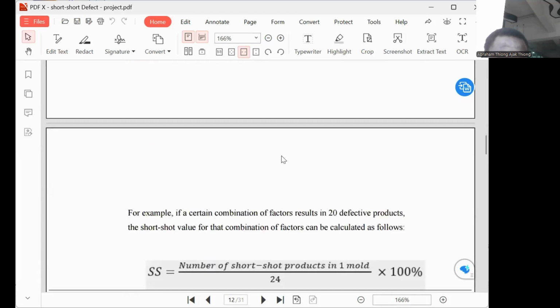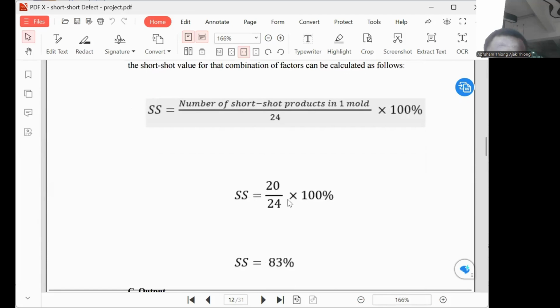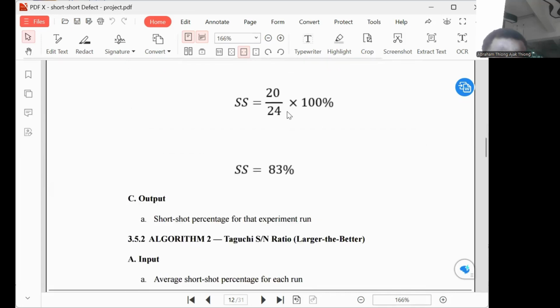So this is exactly what we're going to get. Like there are 20 affected out of 24, times 100. So this is what we get.